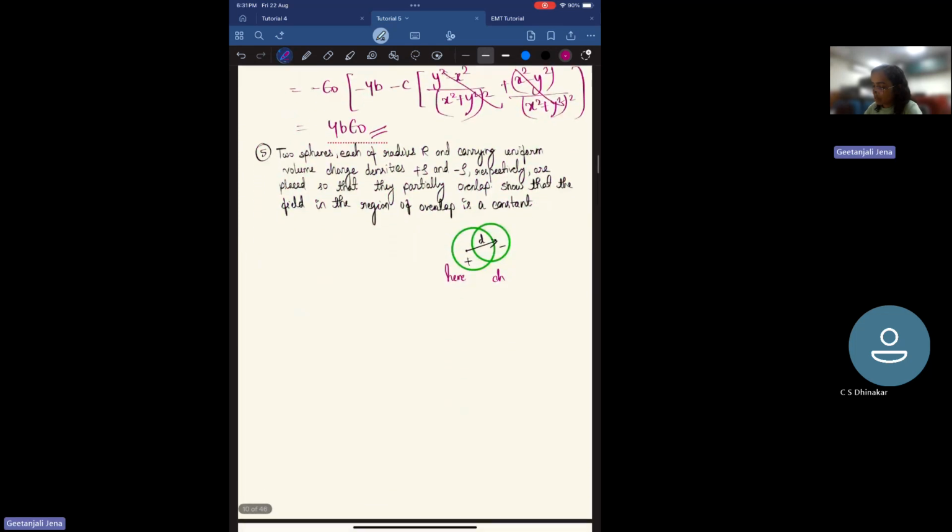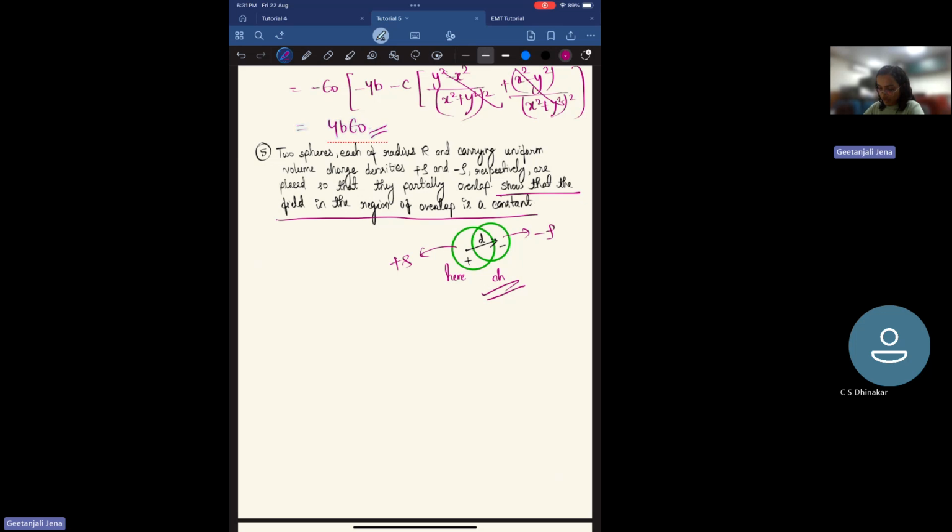Let us move to our next problem. It's a problem from grade 5. There are two spheres, each of radius r. One sphere carries uniform volume charge density plus rho, and the other carries minus rho. They are placed so that they partially overlap with each other. If you see this figure, they are partially overlapping. This one is plus rho, the next one is minus, so that the field in the region of overlap is a constant.